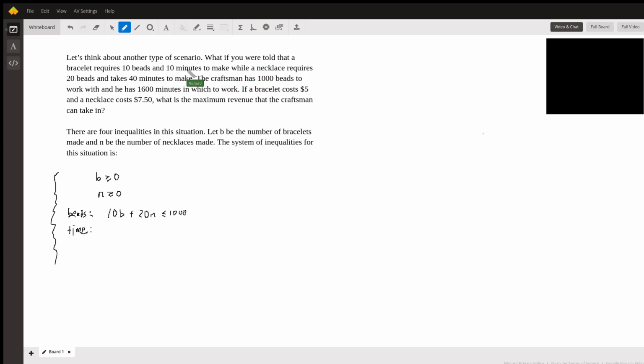So it takes 10 minutes to make a bracelet, and it takes 40 minutes to make a necklace, and that has to be less than or equal to 1,600, because those are the constraints on time. Okay, so we have the number of bracelets, the number of necklaces, the number of beads we have available, and time. So those are our 4 inequalities.